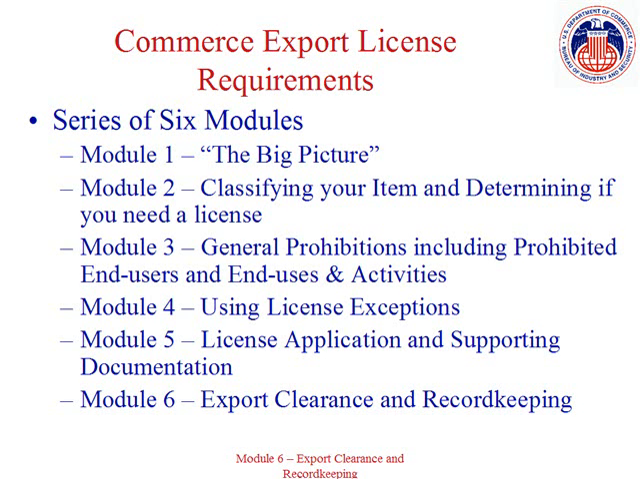The first module focused on the big picture, providing you with an overview of the regulations and the steps involved in determining whether your transaction is subject to the EAR and if it requires an export license. Module number 2 delved further into the process for classifying your item to determine if you need an export license. And module number 3 focused on end-user and end-use export restrictions and other prohibited activities. When we got to module 4, we introduced license exceptions. Module number 5 described the license application and support documentation process. And finally, module 6 introduced export clearance and record-keeping requirements under the EAR.